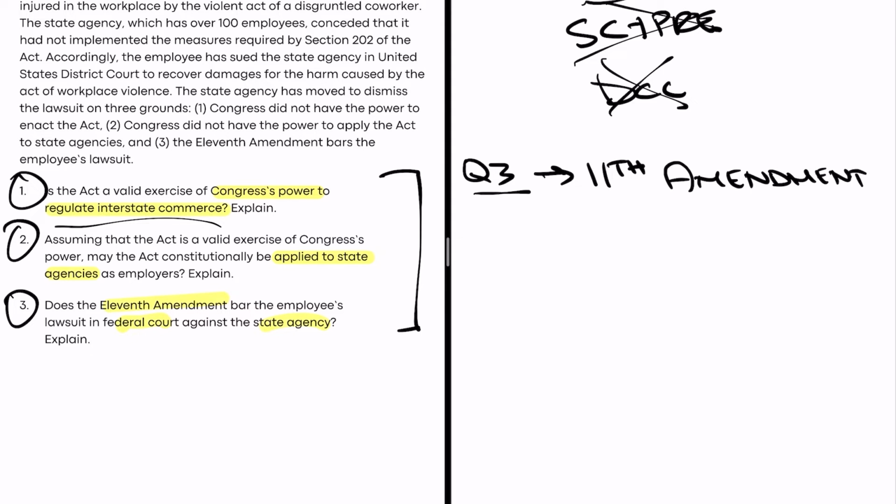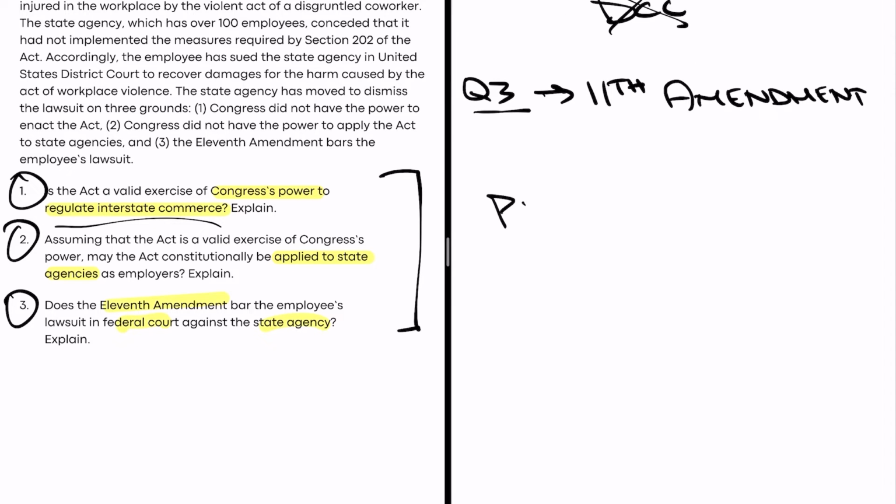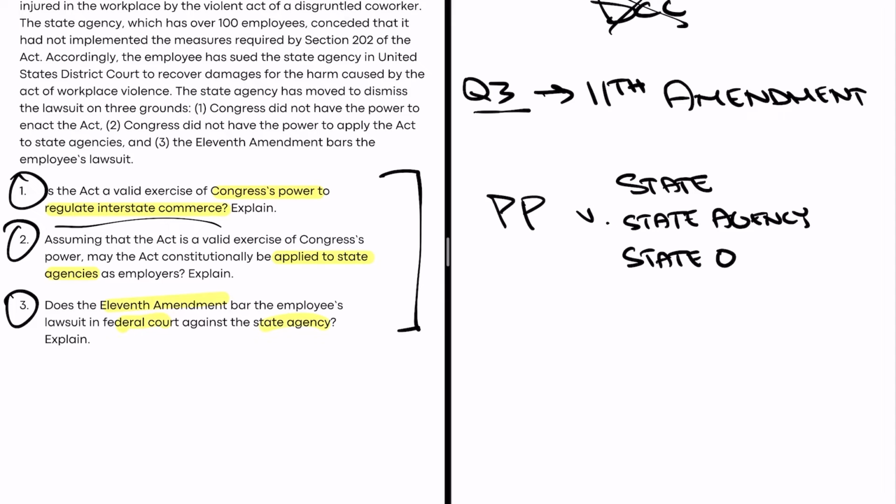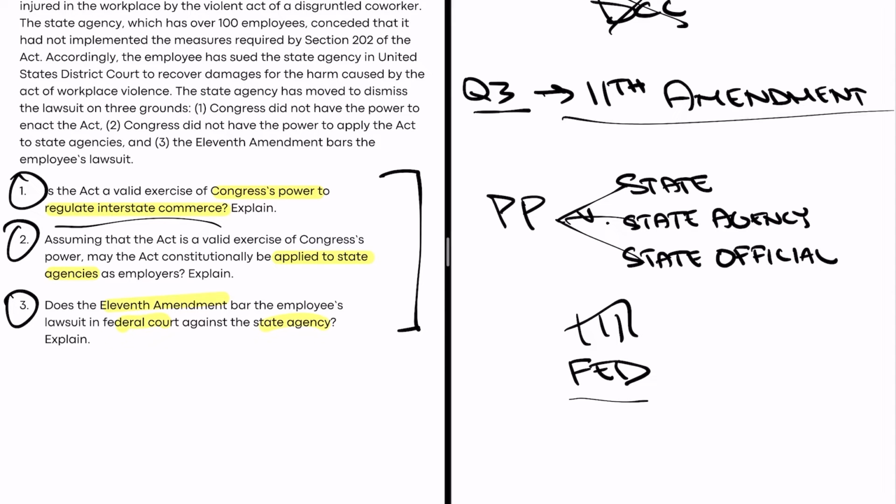11th Amendment issue. So we know this gets triggered when we see a private party suing either a state, a state agency, or a state official in federal court, right? If we see a private party suing a state agency or state official in federal court, we have to think about the 11th Amendment.